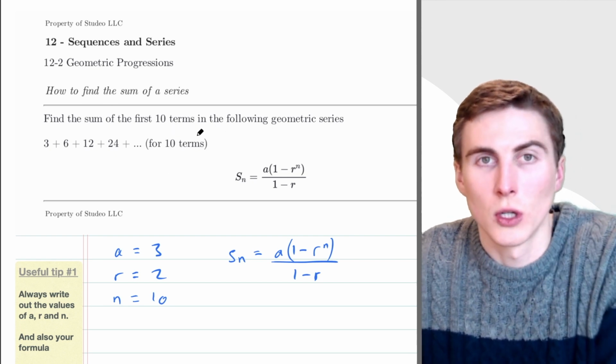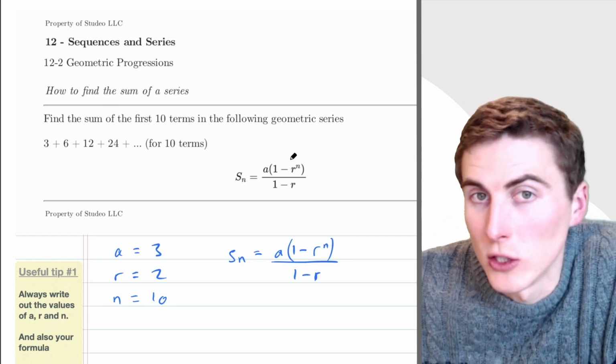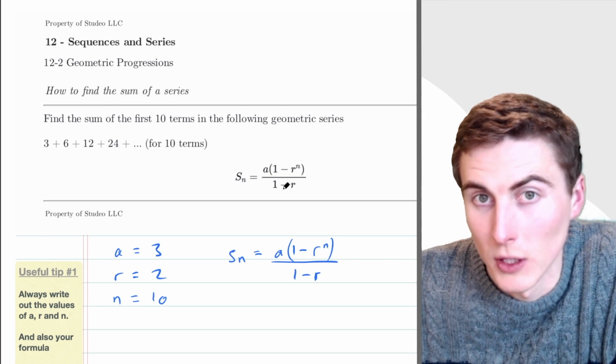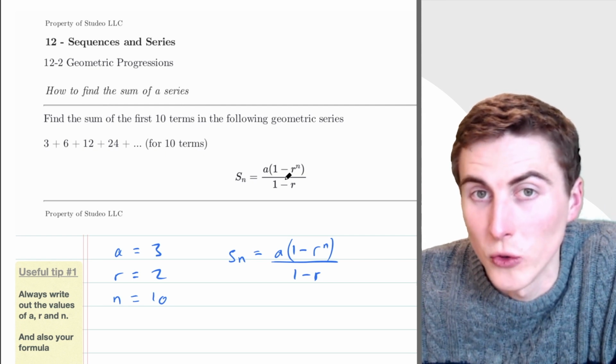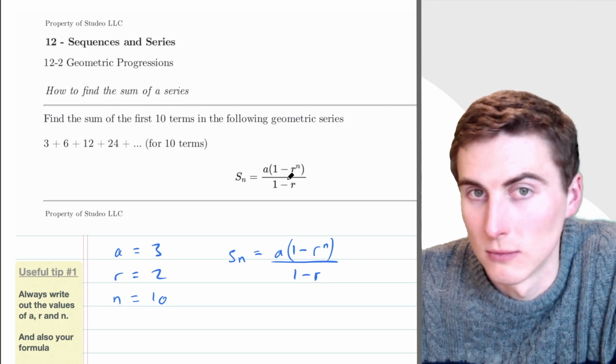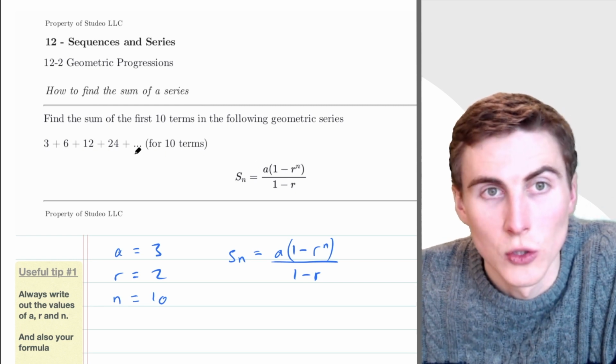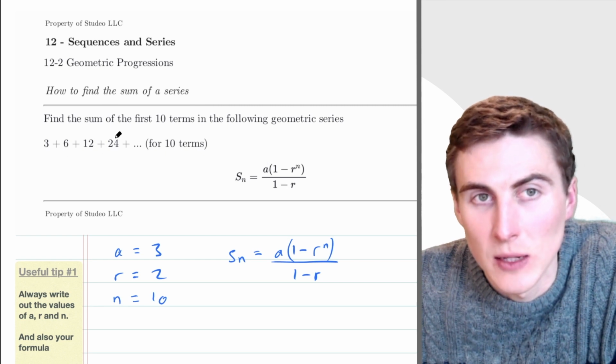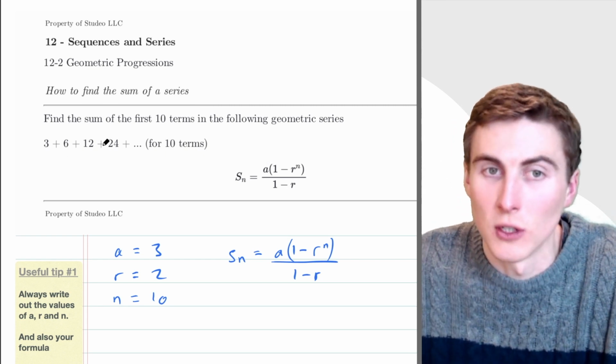So in this topic, all we're really going to use is this formula here. You need to memorize this formula, and all you need to do is find out what n, a, and r are, and plug them in. That's it. This is actually the same series that we saw in the last video.